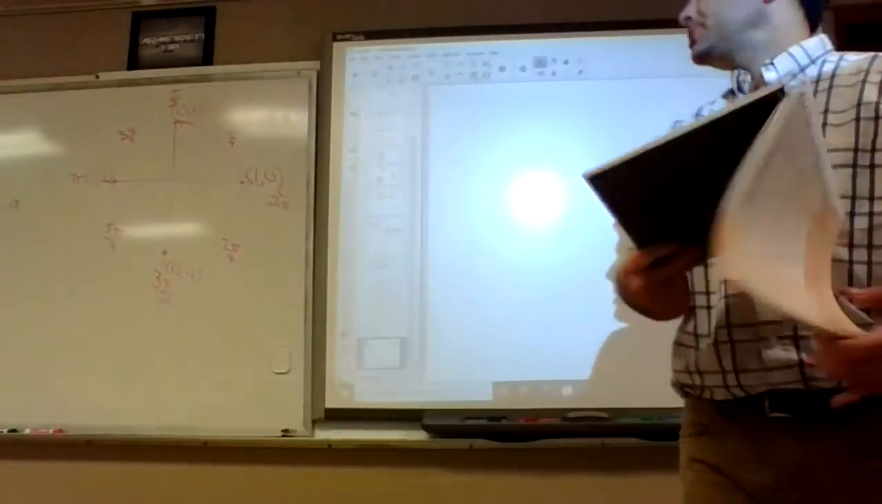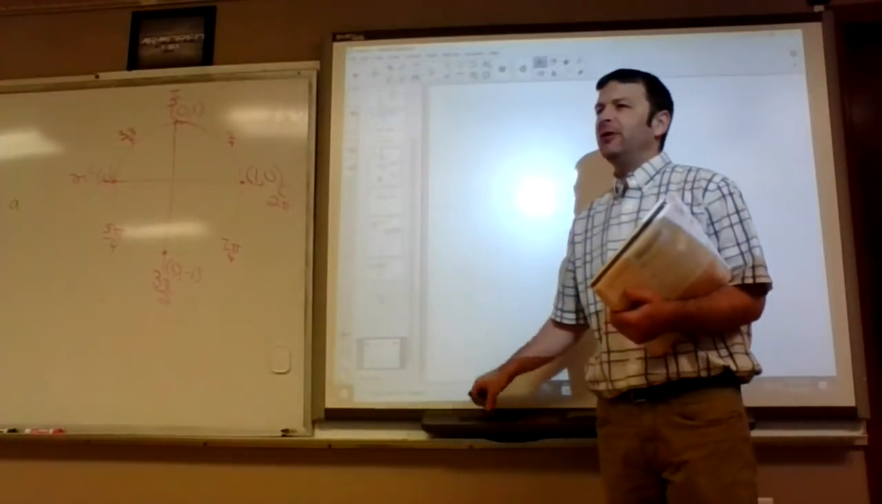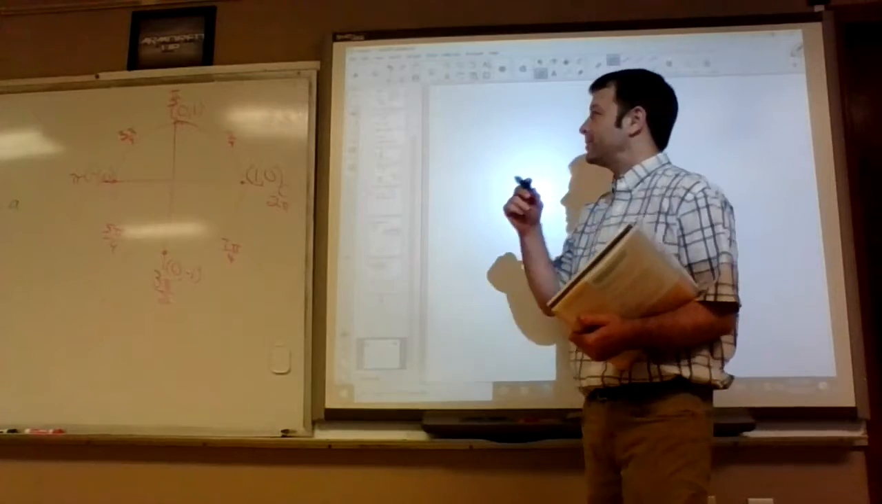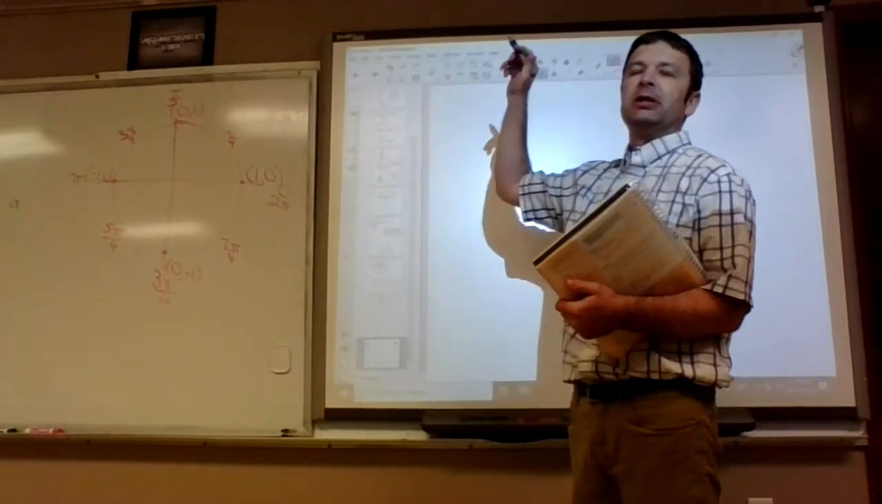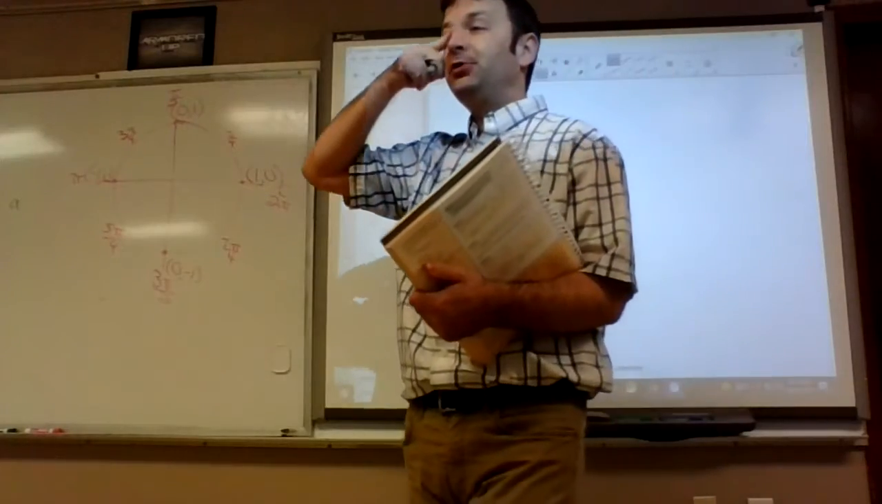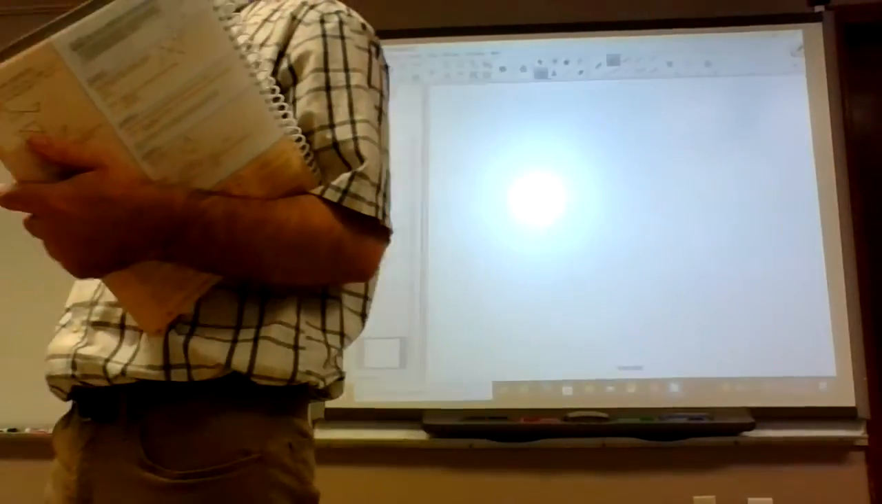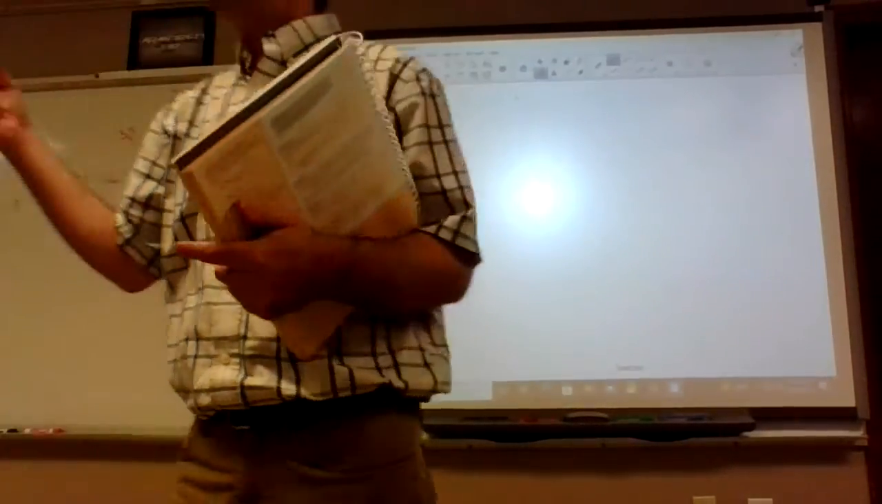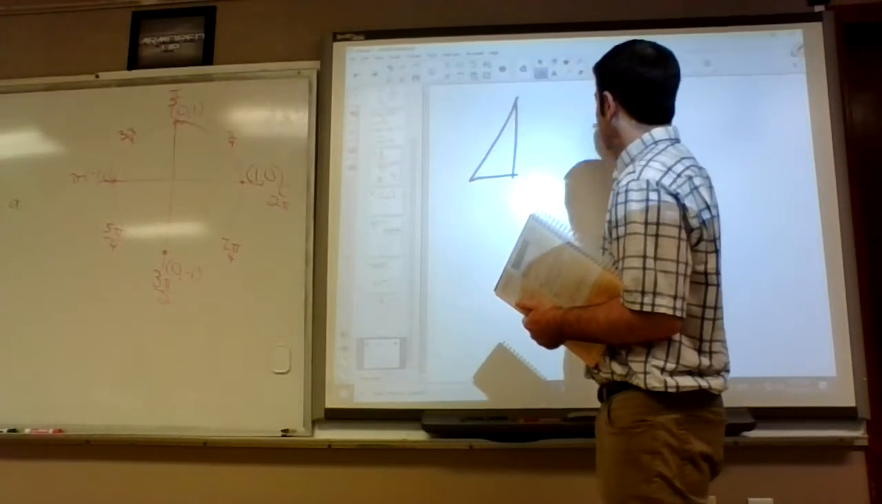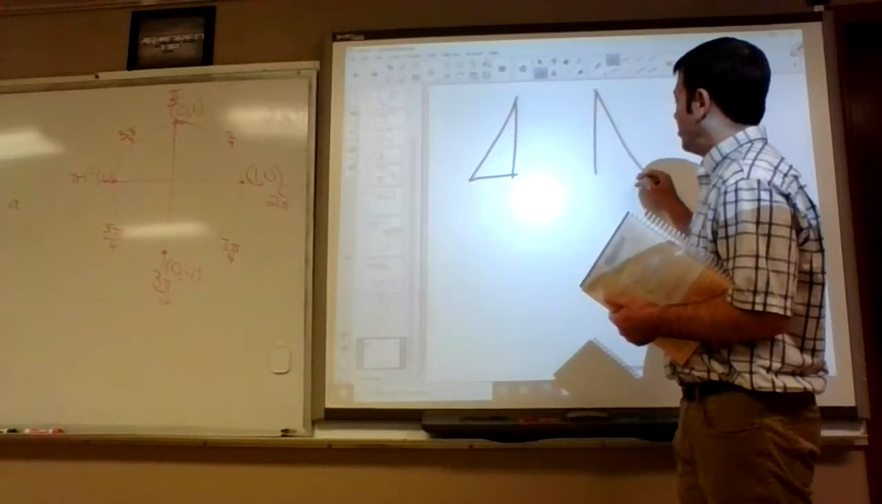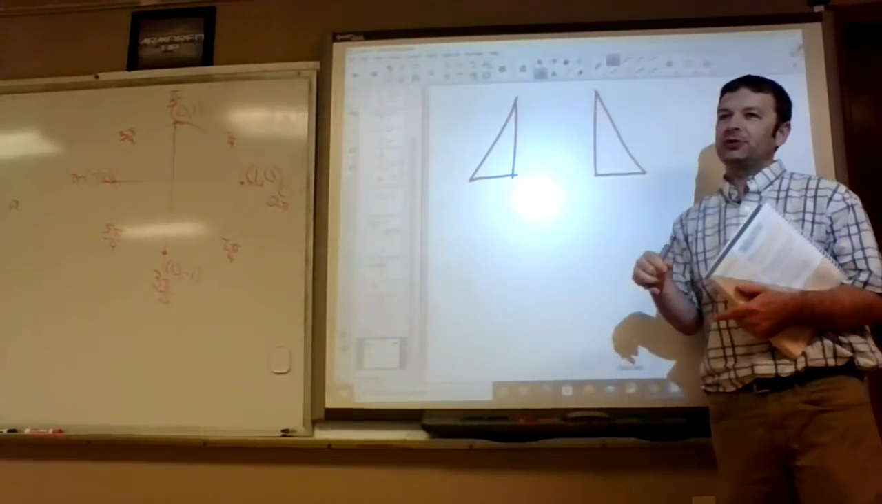All right, let's keep going. So on Tuesday, we talked about two triangles being congruent. If two triangles, or any two shapes really, are congruent, then what do we know? They have the same angles? Okay, all the corresponding angles are congruent.